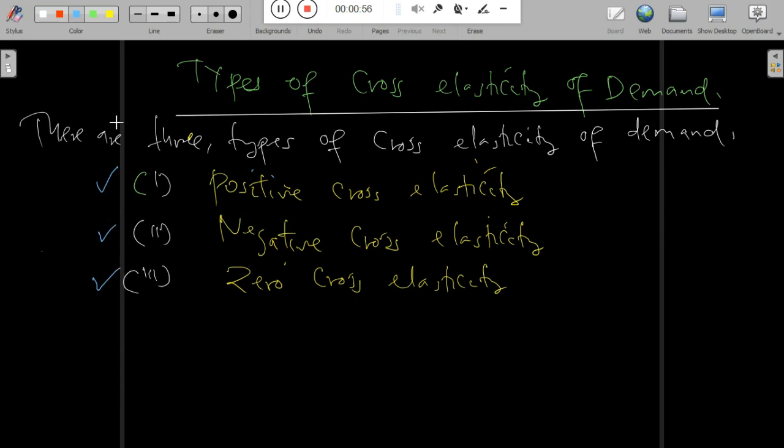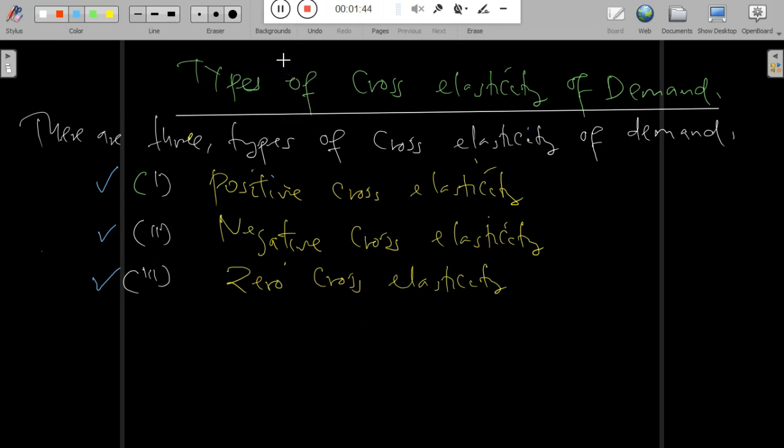We have the positive cross elasticity of demand, and we have the negative cross elasticity of demand, as well as the zero cross elasticity of demand. What is very much concerning about all these types? It will be better now to have a brief analysis of what a positive cross elasticity of demand is.